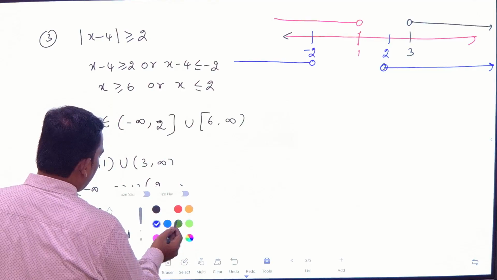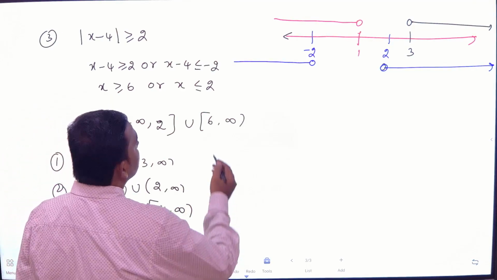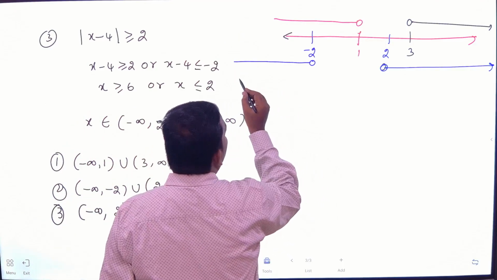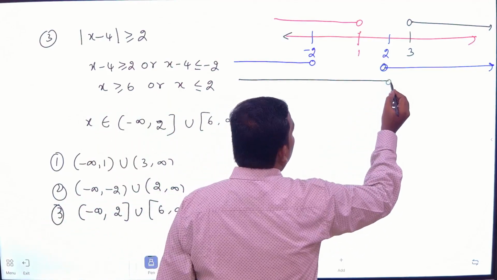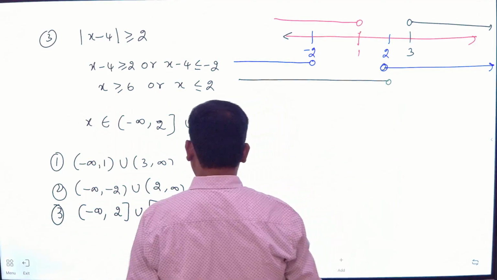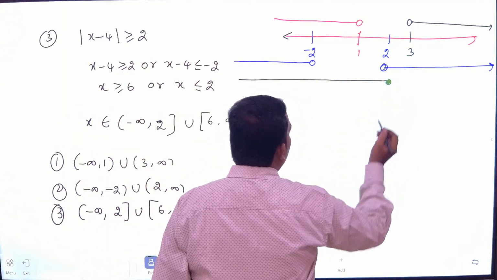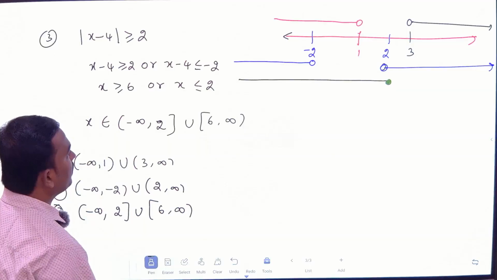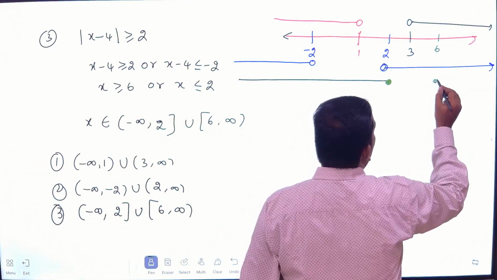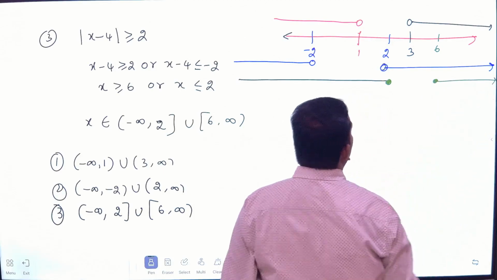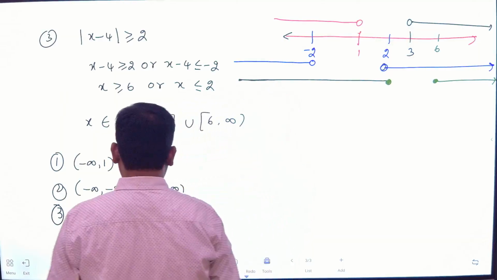In the third set, what do you see there? Minus infinity to 2. Let's take minus infinity to 2, right? So 2 is included, right? 2 is included. And then 6 to infinity. Let's take here 6. 6 to infinity. Okay.